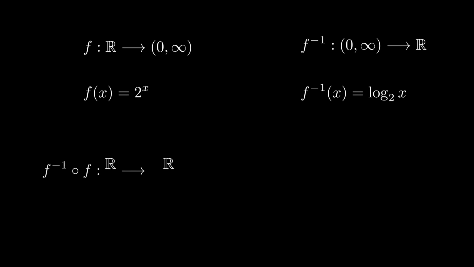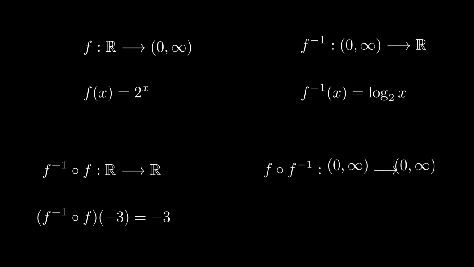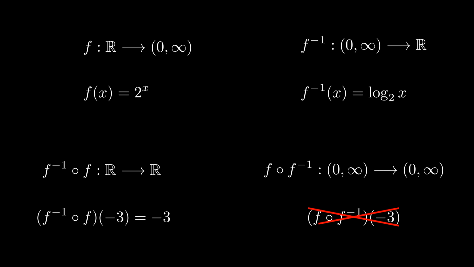Consider f of x equals 2 to the x from R to (0, infinity). This function is invertible, its inverse being log base 2 of x. The domain of the latter one is positive real numbers, so while f inverse composed with f of minus 3 equals minus 3, f composed with f inverse of minus 3 is undefined.